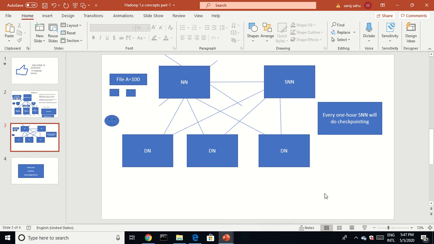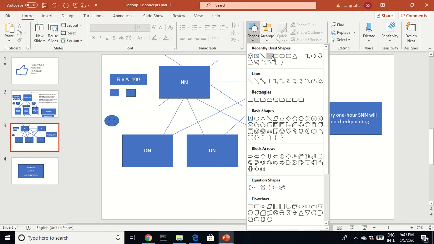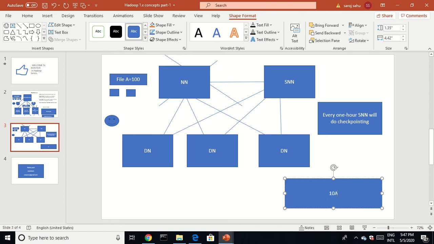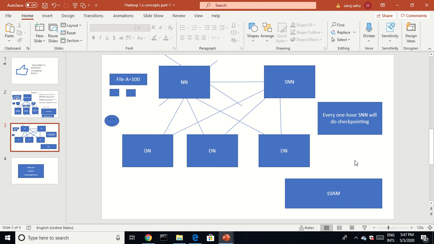One more point: every 1 hour the secondary name node will do the checkpointing. Suppose it has done the checkpointing at 10 a.m. The secondary name node contacted the name node and all the metadata is copied to the secondary name node. The next checkpoint will be at 11 a.m.